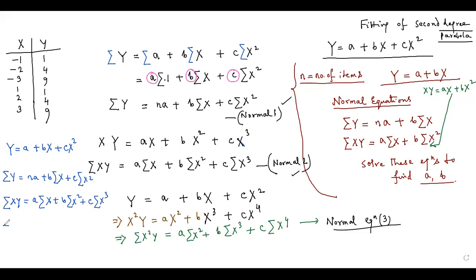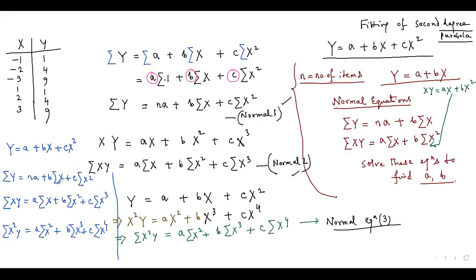And the third one is x squared y, a summation x squared plus b summation x cube plus c summation x to the power 4. Now, once we get these 3 normal equations, then we are going to make our chart accordingly. As per the requirement of the equation, we are going to calculate the things, substitute them in the equations one after another, and solve the equations to find the values of a, b, and c. I'm going to show that in the next page, and you are going to help me to do the calculation in this regard. Okay.